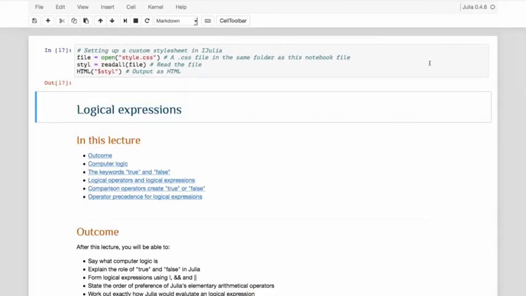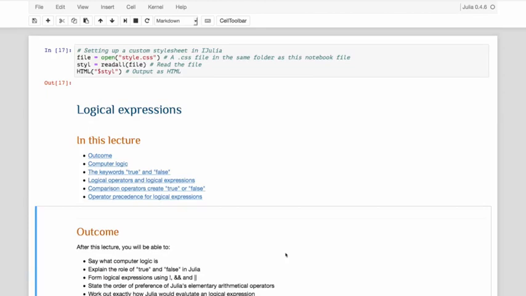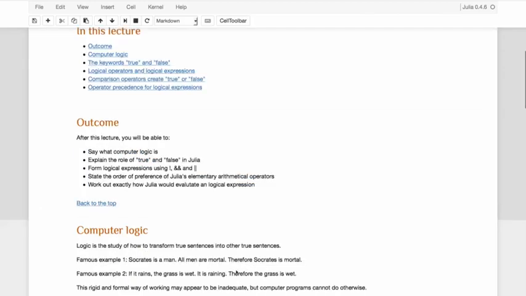After this lecture, we'll be able to talk about logic, in particular about the keywords true and false, and about logical operators. In particular, we will be able to form logical expressions using the operators not, and, or. The first thing is for us to pay careful attention to computer logic.